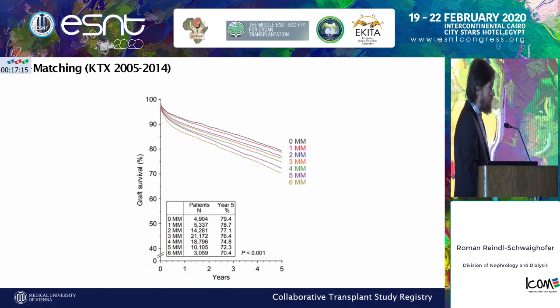This is again the Collaborative Transplant Study from Gerhard Opelz in Heidelberg. That's one of the largest transplant registries, and this nicely shows that alloimmune responses, defined here by HLA antigen level mismatch, are associated with adverse long-term graft outcome. We also see that the difference between the different HLA mismatch groups is predominantly in the first year after transplantation, and afterwards the slopes are almost parallel.